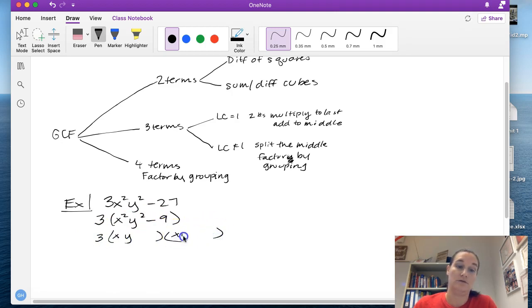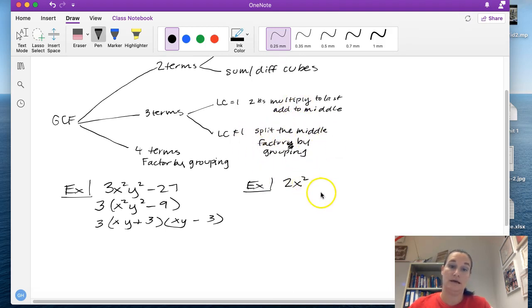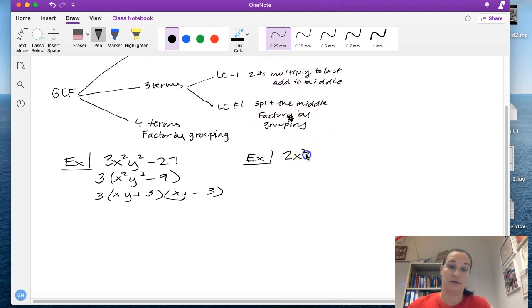Difference of squares, you take the square root of the first part, the square root of the second part, and it's always one plus, one minus, and the order doesn't matter. Okay? So that's difference of squares. You should hopefully already know how to do that. We're going to do a 4 term because you have to know factor by grouping to do this method. So we're going to review factor by grouping.